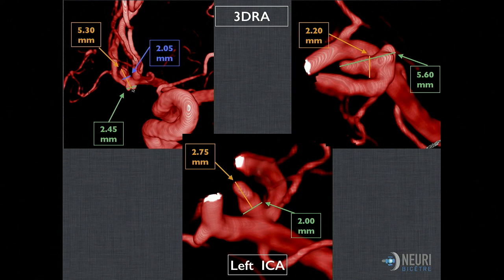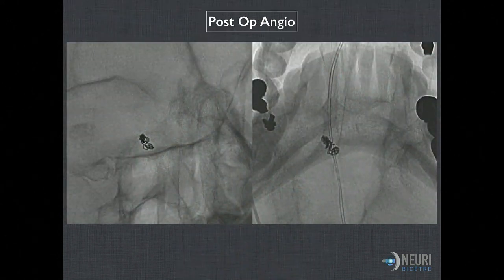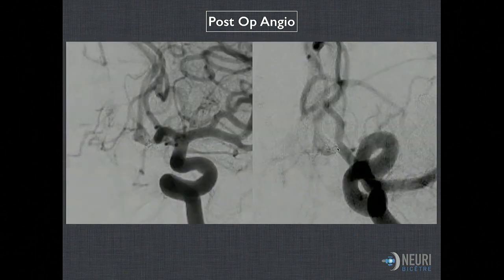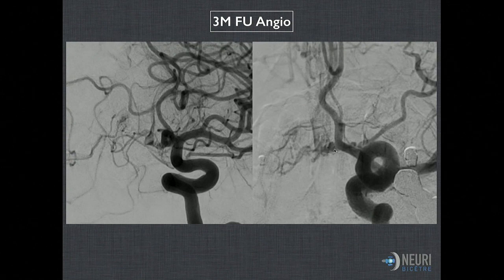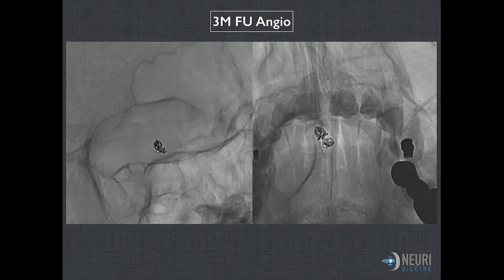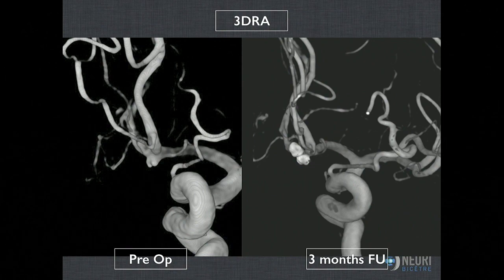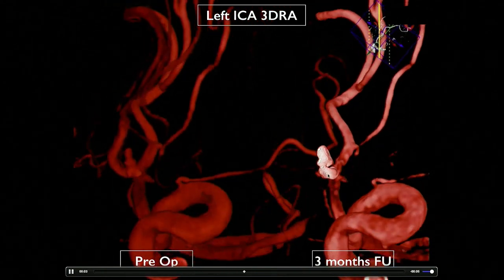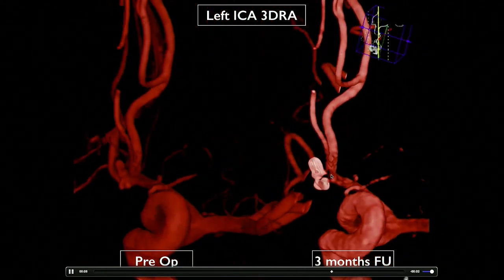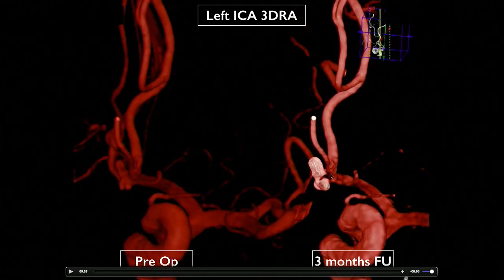And this is the post-op angio, so the coils are inside the aneurysm. The ACOM is still patent. This is the 3 months follow-up, and you clearly see on the 3D that you have coils in both parts of the aneurysm. This is the comparison of the 3D before and after the treatment. Both 3D are registered together. So these are things you can do with a balloon, and things that are difficult to achieve if you don't have a balloon.